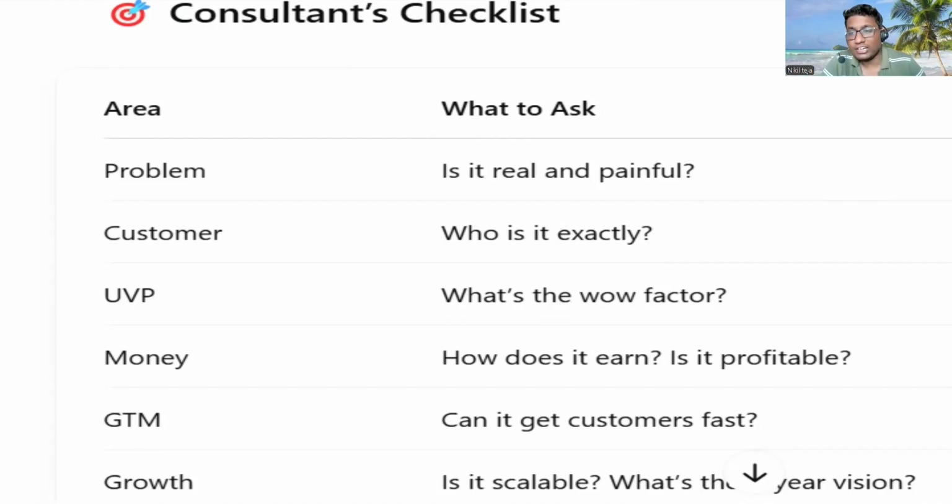Next, growth: is it scalable? What's the next 5-year vision, right? Basically, growth is nothing but the next 5-year long-term goals, strategic decisions, and all these things, the long-term goals of the company.